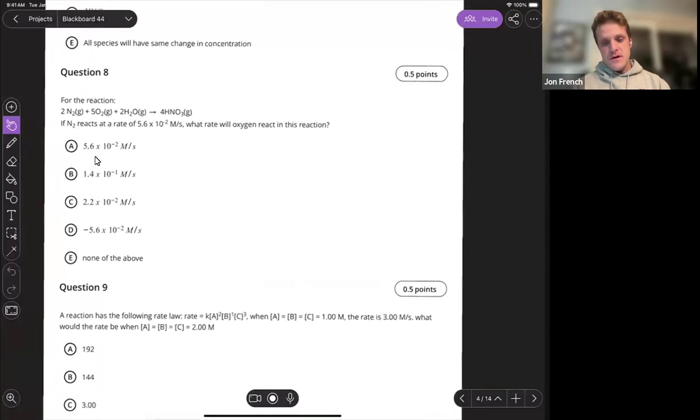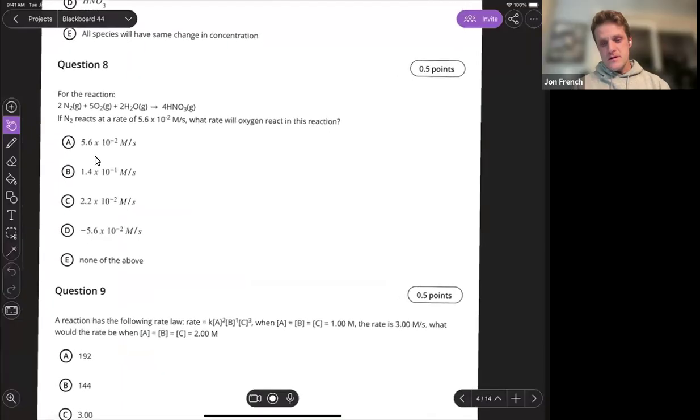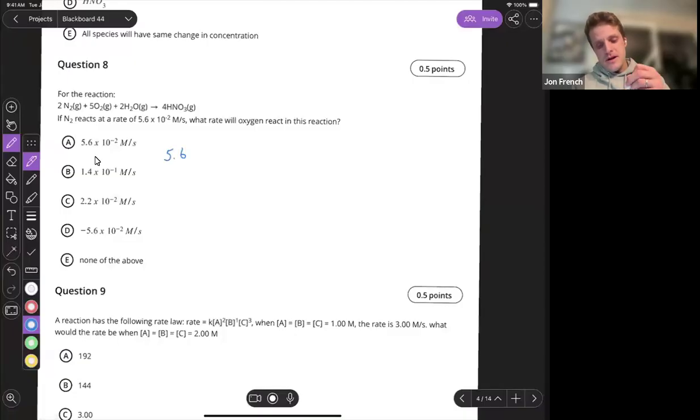For question 8, right? Also, you'll see something like this. If nitrogen reacts at a rate of 5.6 times 10 to the minus 4 molar per second, what rate will oxygen react in this reaction? So we can kind of go back to Chem 106 and how we compared our relative rates by using the stoichiometric coefficients. So let me just answer this question and I can answer those questions in the chat, right? 5.6 times 10 to the minus 2 molar per second, and that is nitrogen.